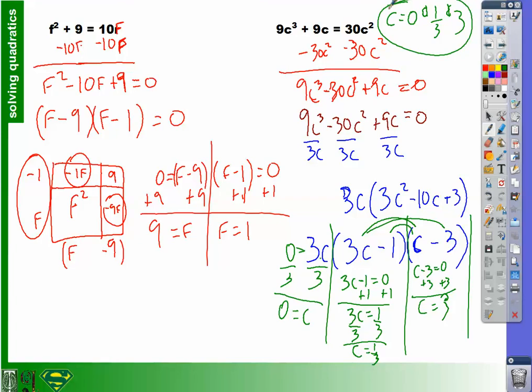All right, so we have pretty much gone through most of the ways that you will be asked to solve a problem that is quadratic. I wish you luck.